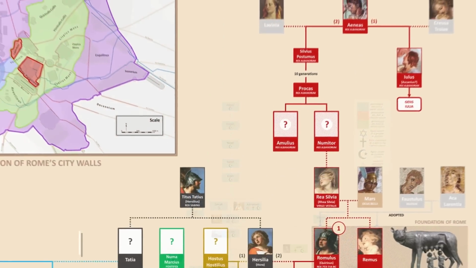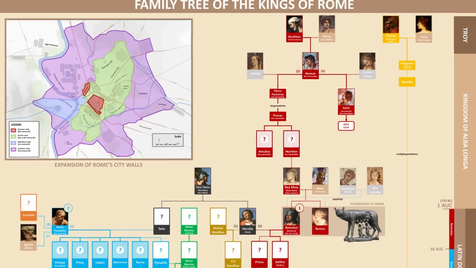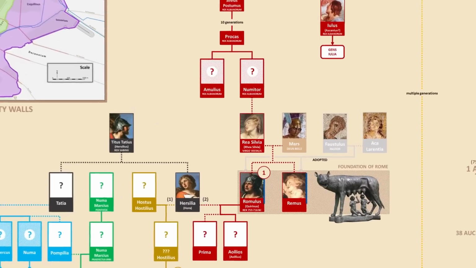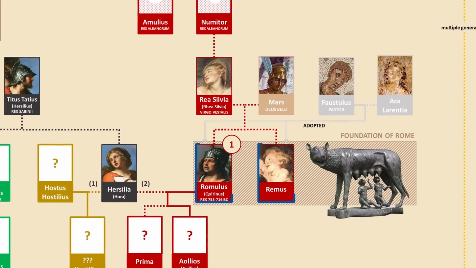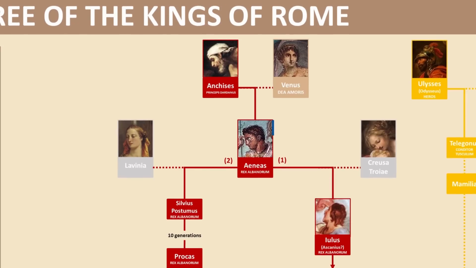I also really liked this chart because it's a topic that I thought about doing on my channel, but never got around to it. It's about the seven legendary kings of Rome, who were said to have ruled before the Roman Republic. So here we have the twin brothers Romulus and Remus, who were supposedly the children of the god Mars, but who also supposedly descended from Aeneas, the Trojan prince who founded a city near Rome, and who was in turn the son of the goddess Venus.